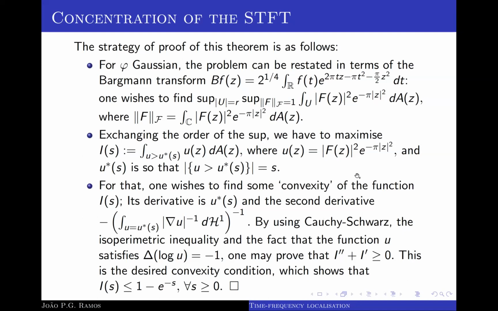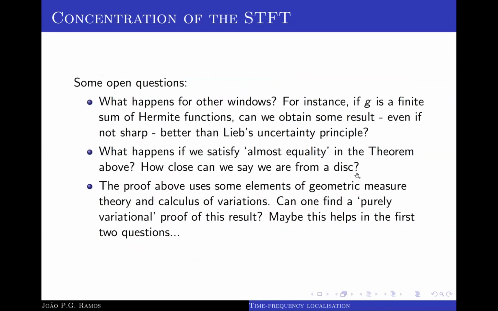And yeah, so some open questions in that regard are, for instance, what happens for the windows? For instance, if g, as I was saying, is a finite sum of Hermite functions, can we obtain some result, even if not sharp, better than Leibniz uncertainty principle? That's still open as far as I know. That hasn't been tackled, and these techniques here open the door for this kind of partial progress.